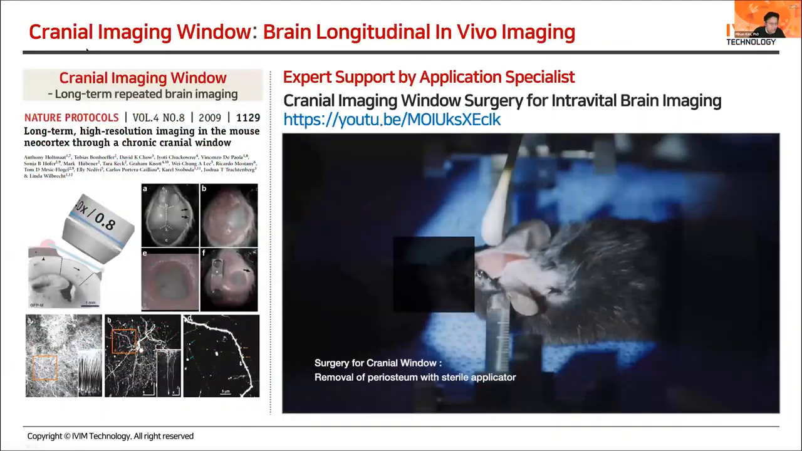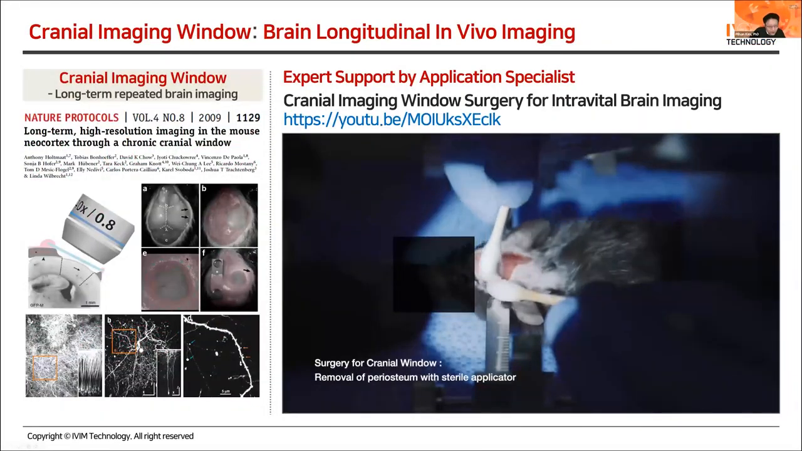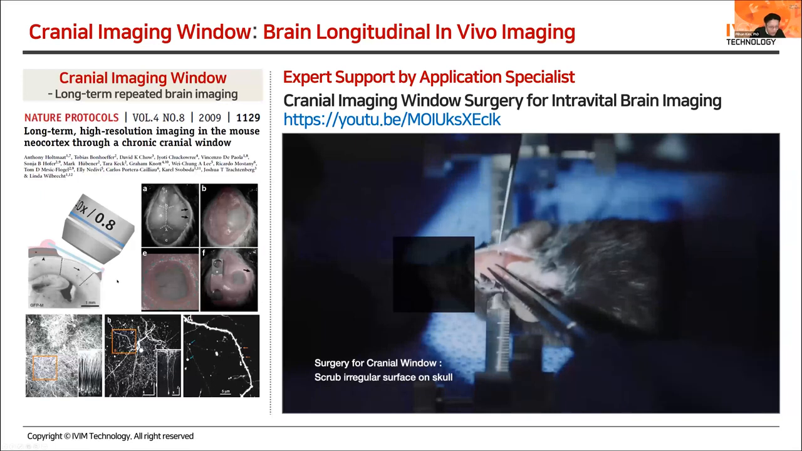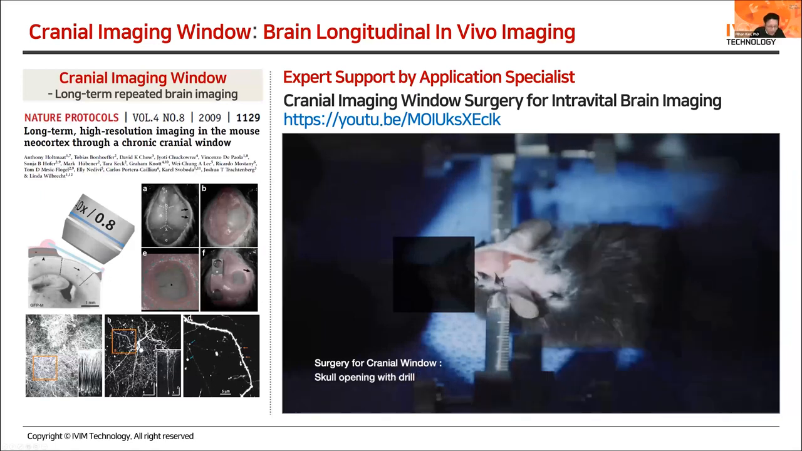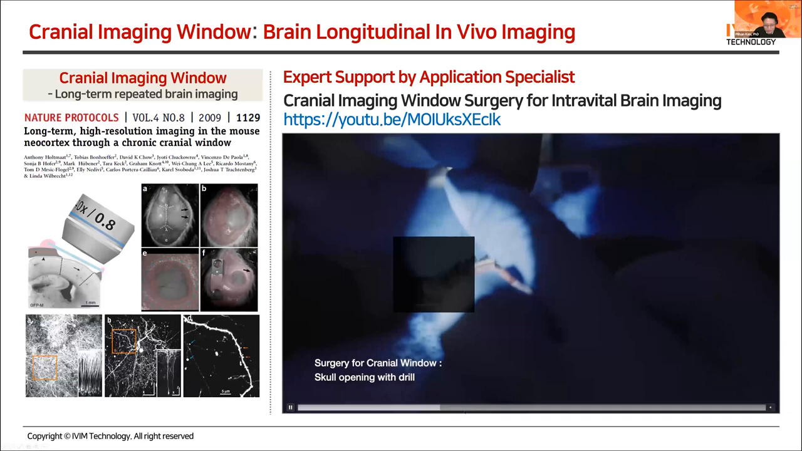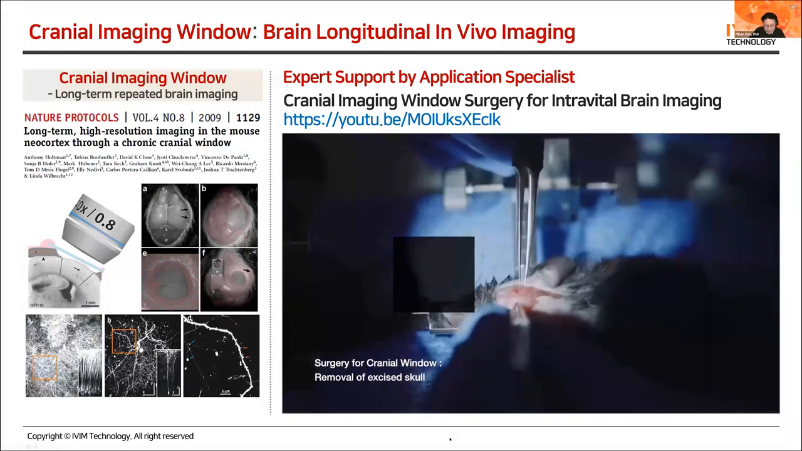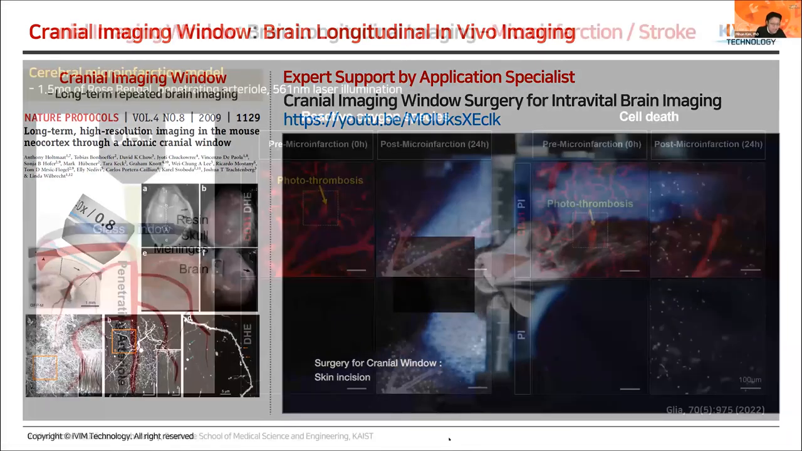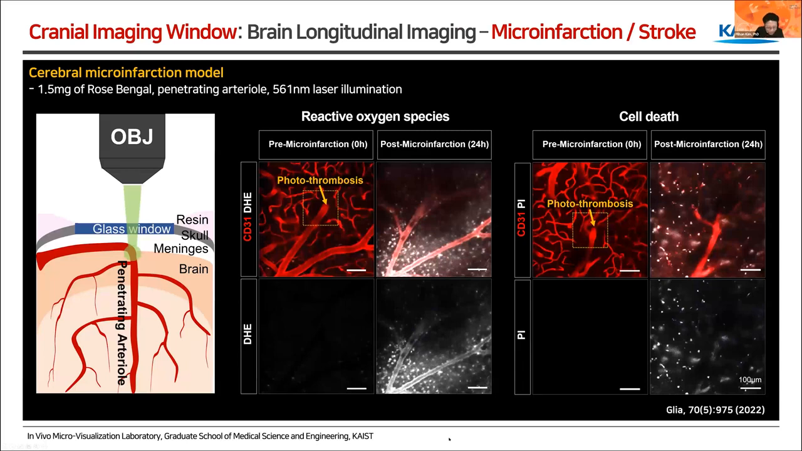And there's another technique called the cranial imaging window. So basically, we remove a small portion of the skull and expose the brain, and we seal the area with transparent glass like this, and then UV epoxy. So after this setting, we can monitor the same area of the brain for several months. This is one example study.